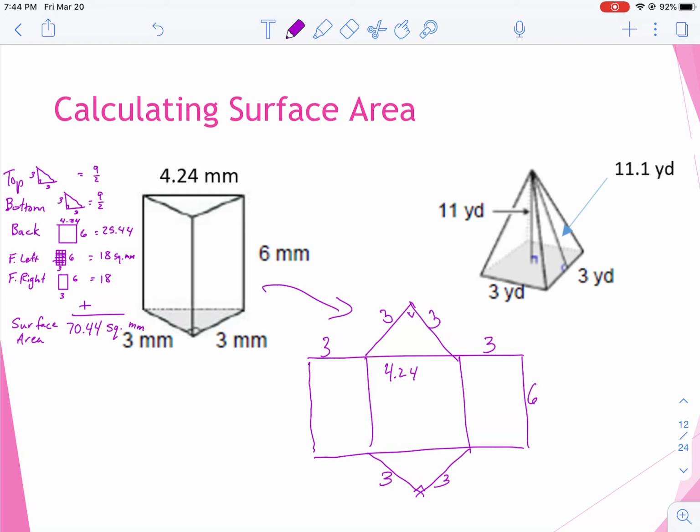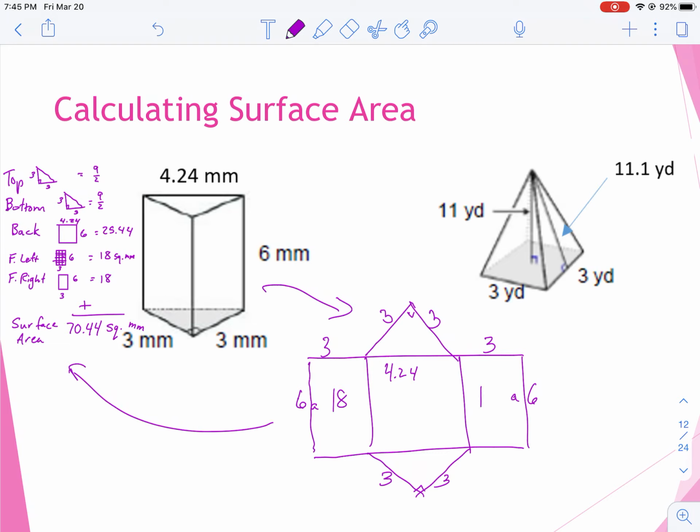Hopefully you can see how that connects. If not, look at the previous video. Here's the back. Sorry. Here's the back. Here's the front right side, front left side. If you can imagine connecting those, if this side connects with this side, it would fold up. And then the triangles fold up. From here, it's really the same process that I used over here.